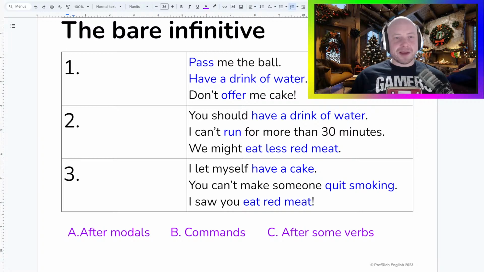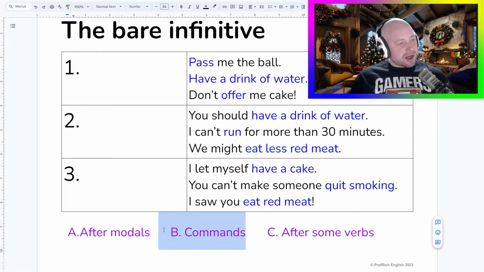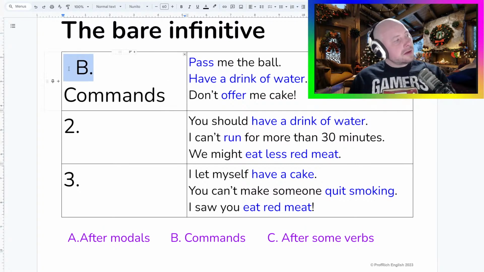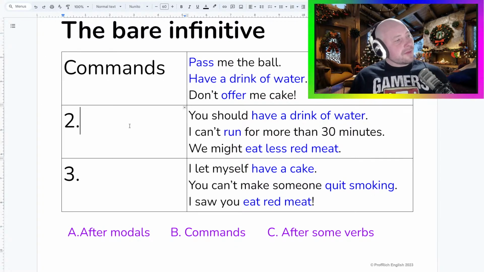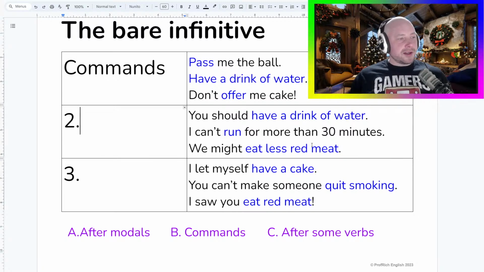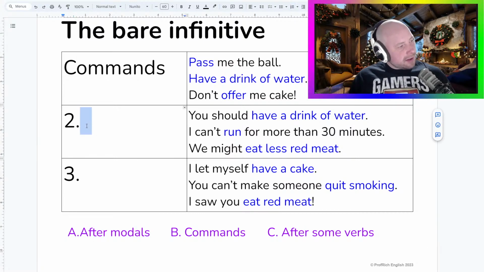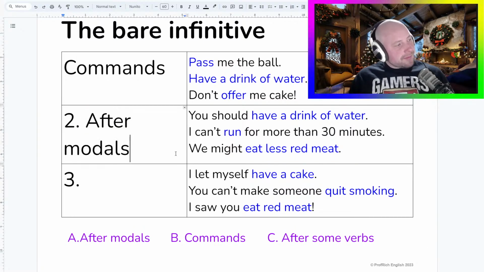Are you ready for some answers? Here come those answers. So pass me the ball. Have a drink of water. Don't offer me cake. They are commands. You should have a drink of water. I can't run for more than 30 minutes, and we might eat less red meat. That is after modals. After modals.